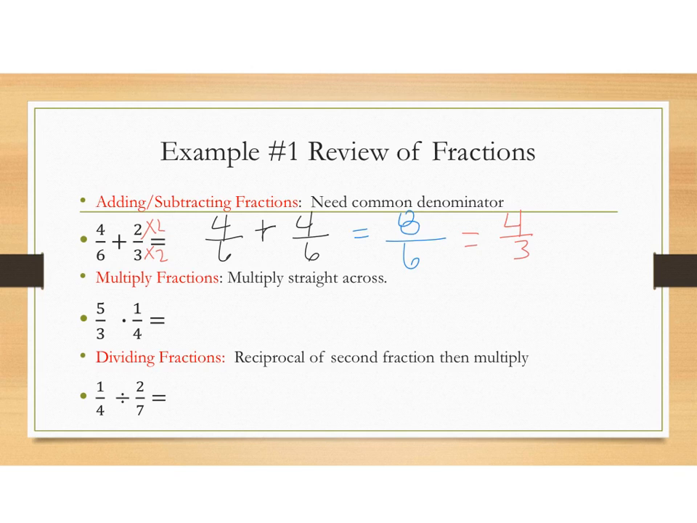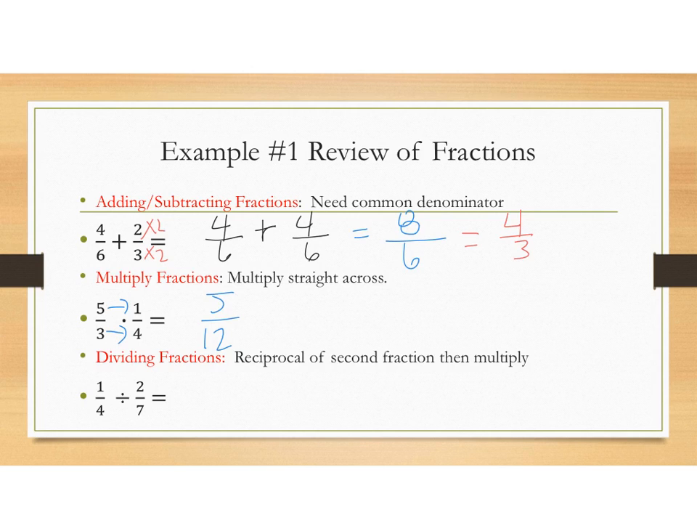When you multiply fractions, you just multiply straight across. These are the easy ones. Multiply the numerators, multiply the denominators. 1 times 5, 3 times 4. I can't simplify 5 over 12, so I'm going to leave it.